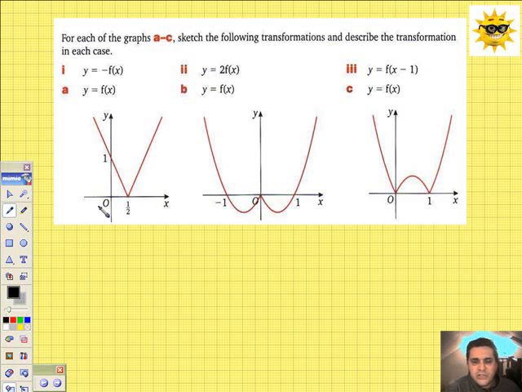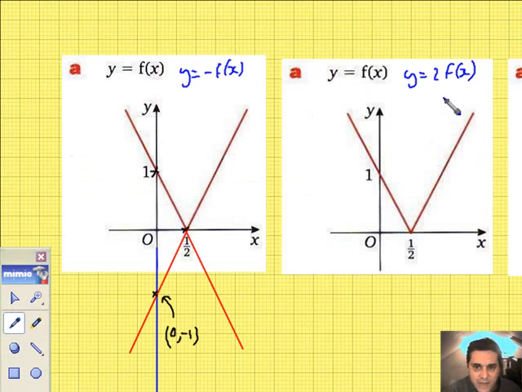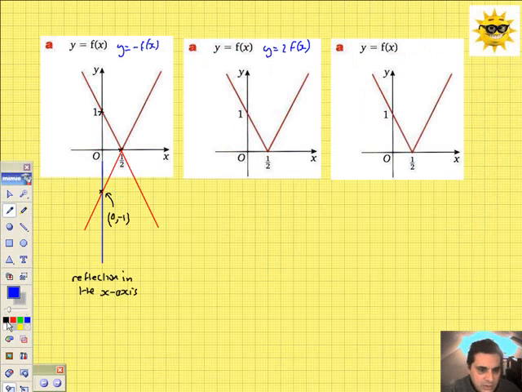Right, I must now do 2f of x. Here I go. So I now want to transform the general function f of x into y equals 2 times the function of x. Now you may recall that the generic function a f of x means multiply the y coordinates by a. In this case it's 2. So I know, for example, 1/2, 0, the y coordinate is 0. If I multiply that by 2, it stays as 1/2, 0. But I know 0, 1 will become 0, 2.